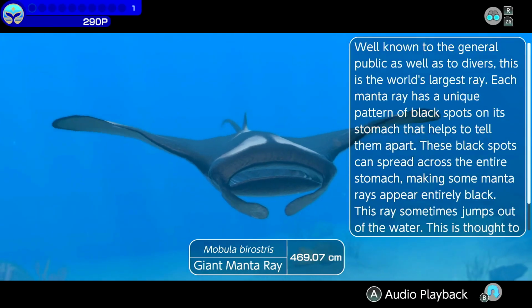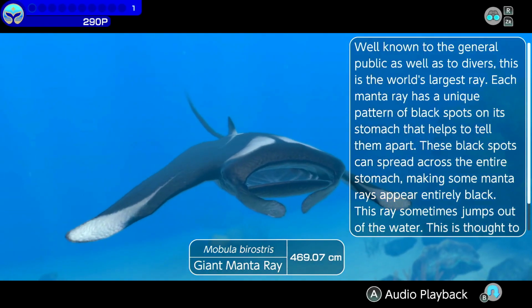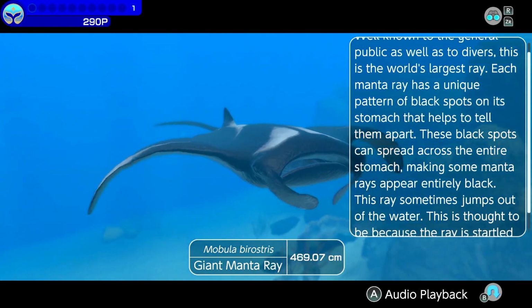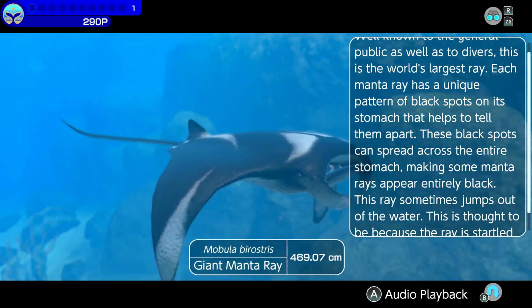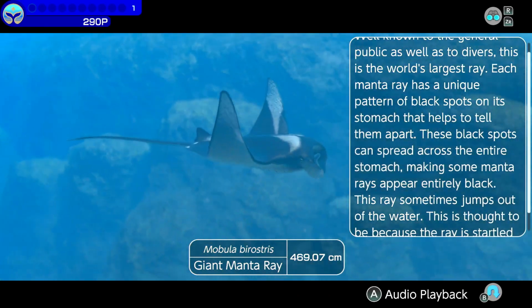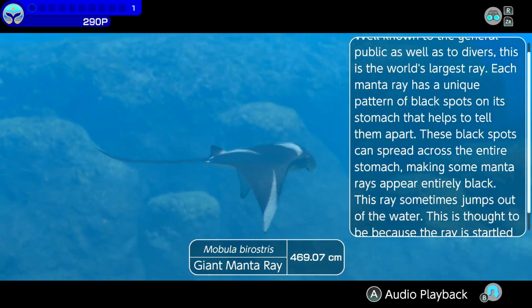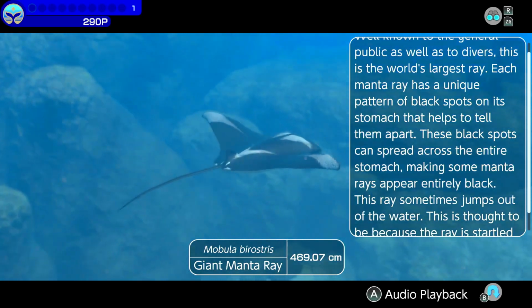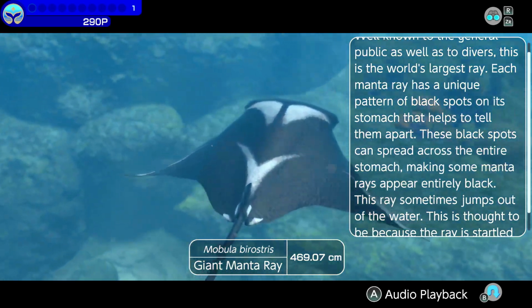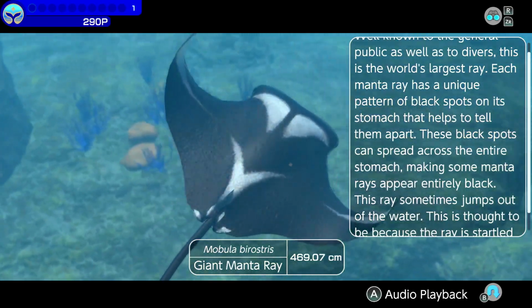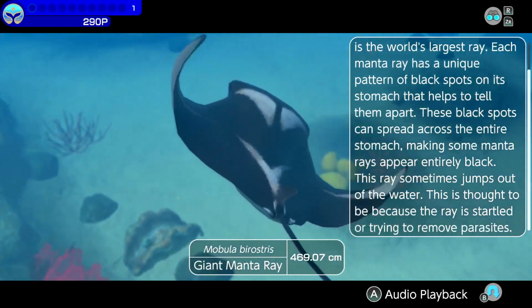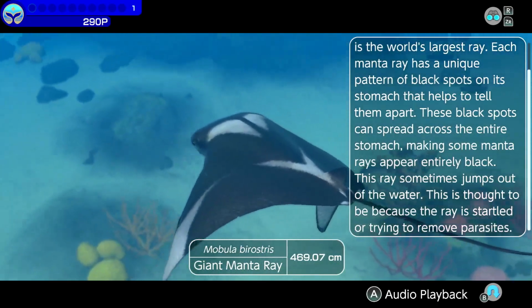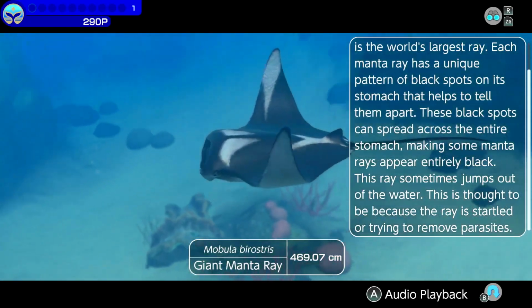Giant manta ray. Well known to the general public as well as to divers, this is the world's largest ray. Each manta ray has a unique pattern of black spots on its stomach that helps to tell them apart. These black spots can spread across the entire stomach, making some manta rays appear entirely black. This ray sometimes jumps out of the water. This is thought to be because the ray is startled or trying to remove parasites.